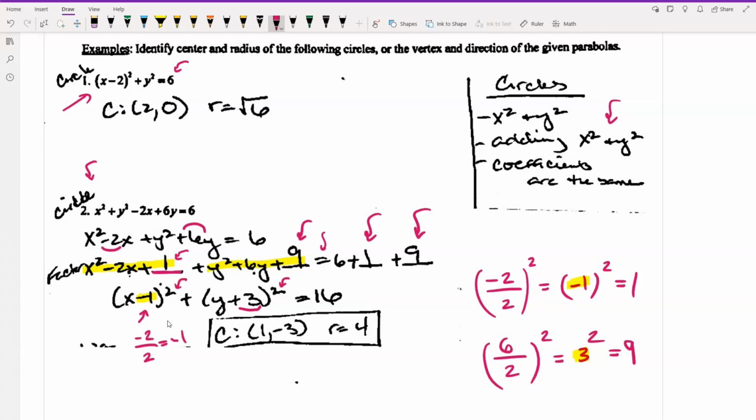And then equal to 6 plus 1 plus 9, so that is equal to 16. Based on this equation, what we have for center is (1, -3), and radius is equal to square root of 16, so that is equal to 4.